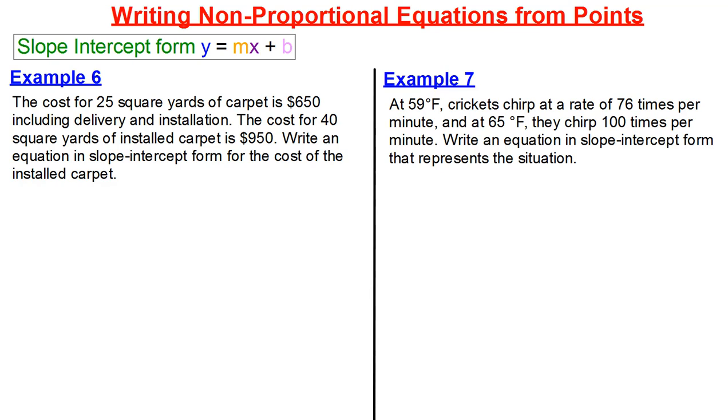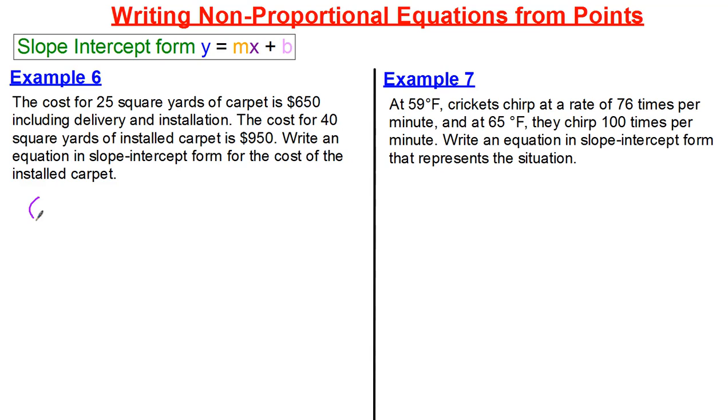Okay, so this is just an add-on from the last video. I'm going to go ahead and add a couple of word problems because we're going to be working with these types of situations on Friday. Basically, we have 2 points in each of these examples. What we're going to do is use those 2 points in each example in order to create an equation. Now, we have the cost of 25 yards of carpet is $650.